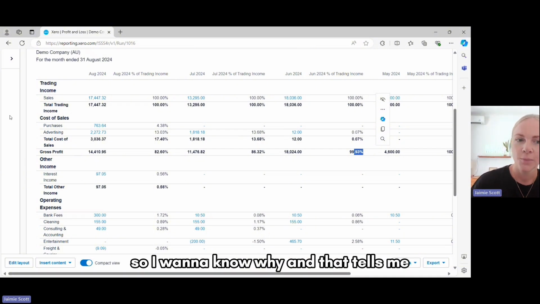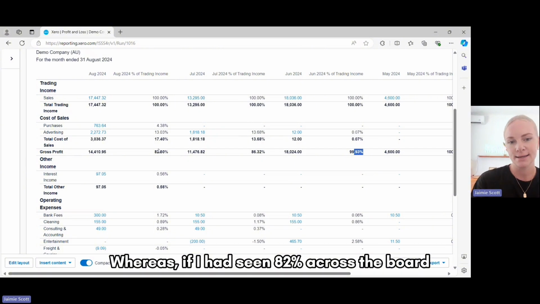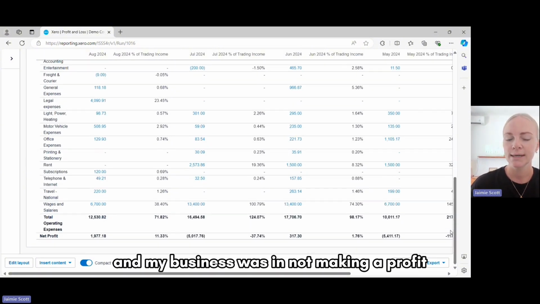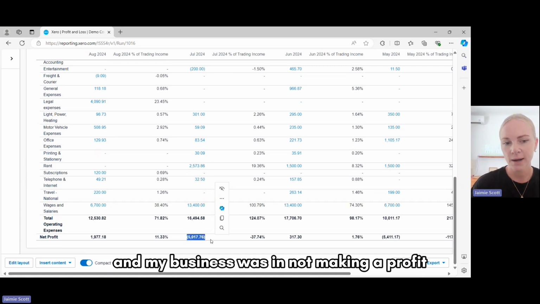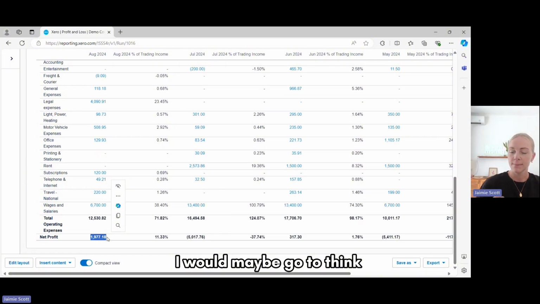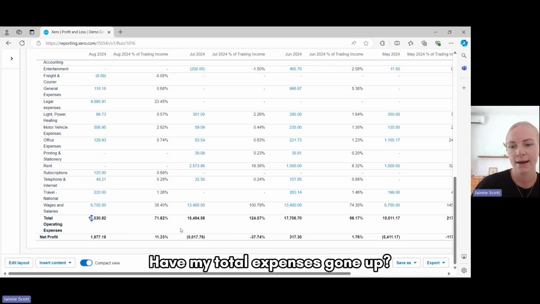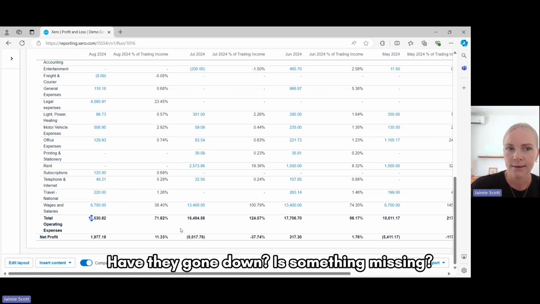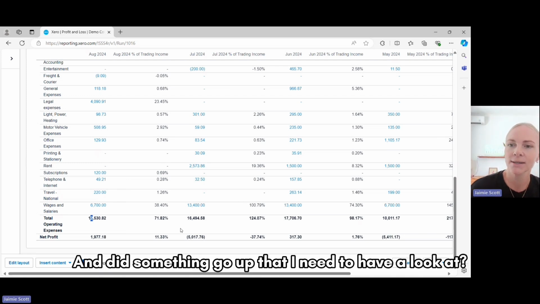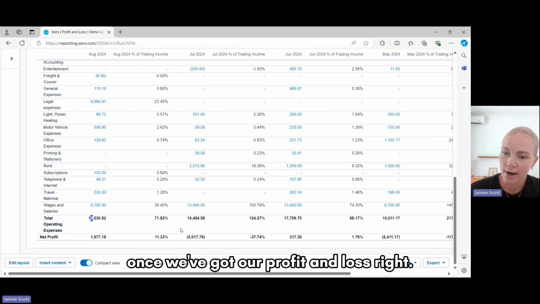And that tells me the problem that I need to focus on is up above the gross profit line. Whereas if I had seen 82% across the board and my business was not making a profit, or the profit was not where I want it to be, I would maybe think my problem is below the line. Have my total expenses gone up? Have they gone down? Is something missing? And did something go up that I need to have a look at? These are the kinds of questions we can have a look at once we've got our profit and loss.